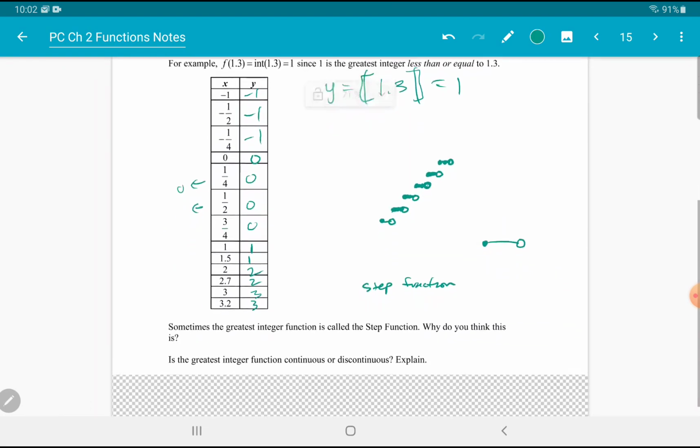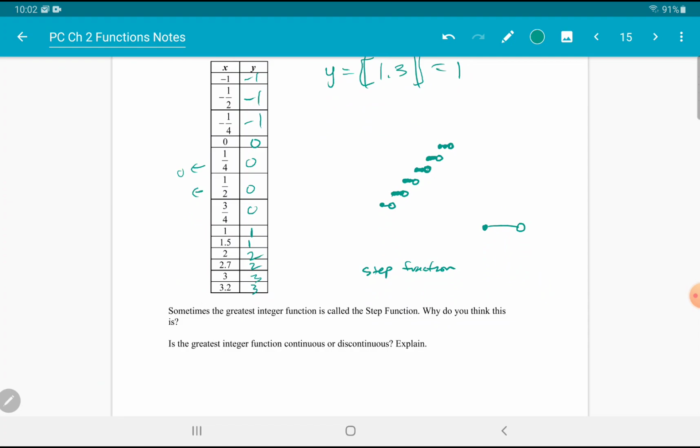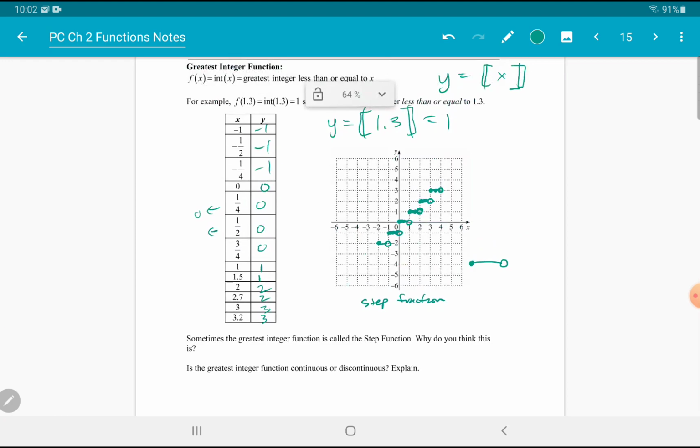There are some questions down below to help us understand this more. It says sometimes the greatest integer is called the step function. We just said that. Why do you think that is? I wonder why. Maybe because the graph looks like steps. It resembles steps.